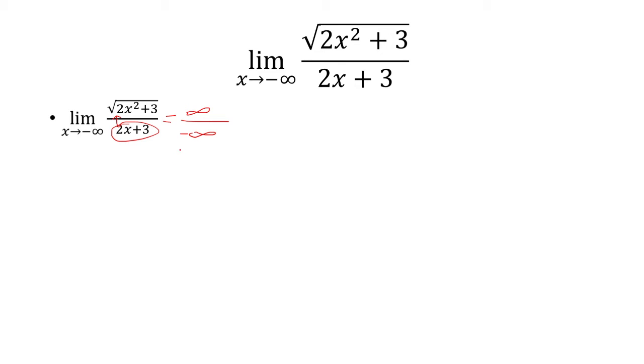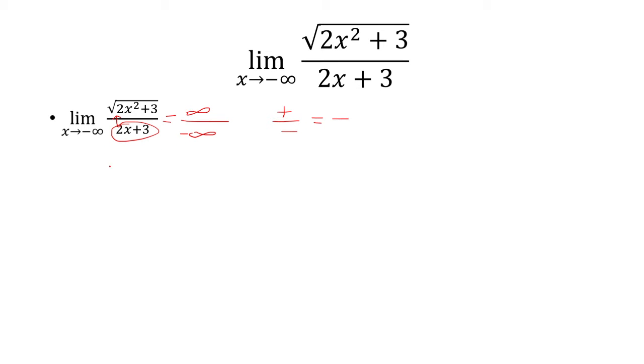Before I can do that, I have to notice that 2x plus 3 is negative as x approaches negative infinity. And the numerator is positive. So I would expect my limit to be negative, because a positive divided by negative will give me a negative answer, assuming the limit is not 0 or infinity.